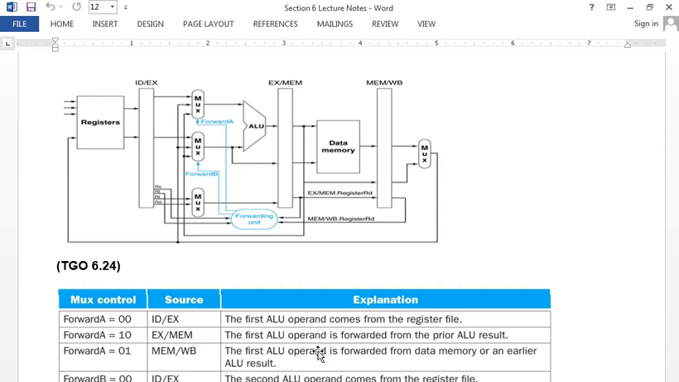And it's going to also have data memory, right? The multiplexer output is coming out, and it's also being sent to the input of the multiplexers on the ALU, right?